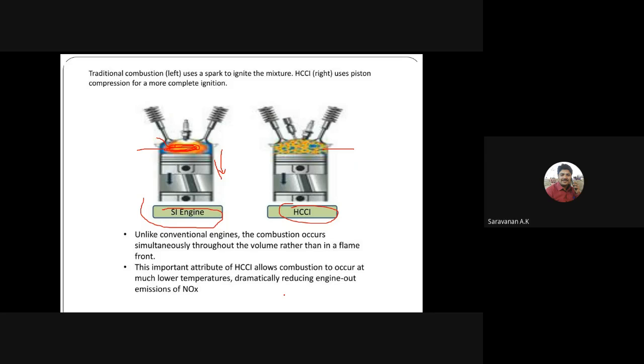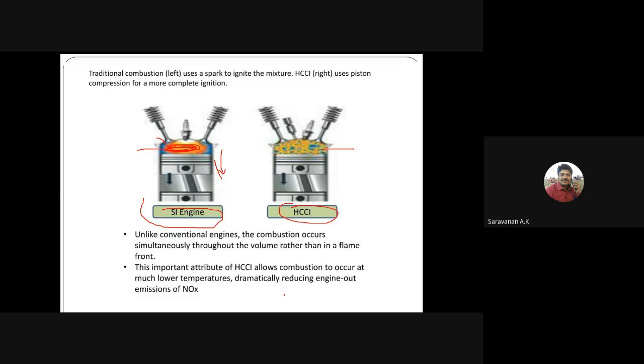So in HCCI combustion mode, the combustion process is arranged in such a way that the combustion takes place under very lean and diluted mixture conditions, right? Which results in a comparatively lower bulk temperature and localized combustion temperature. Hence it considerably reduces the NOx emission.